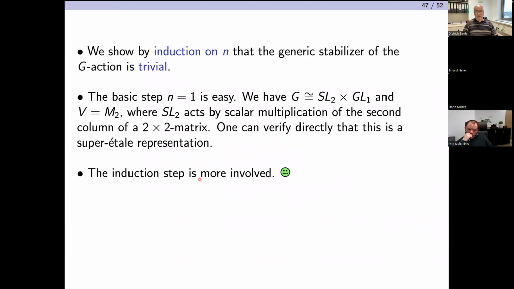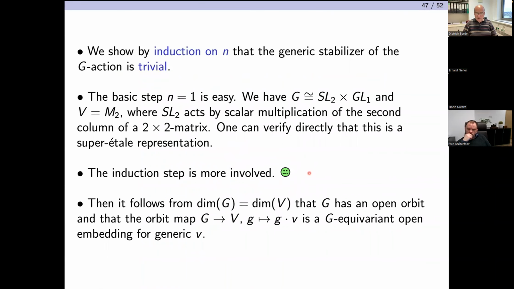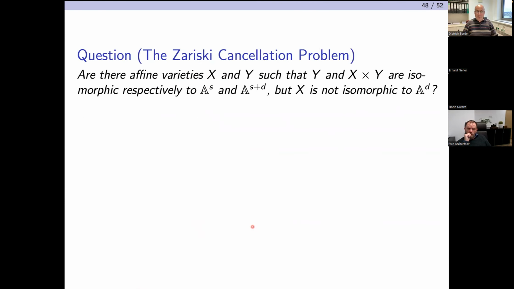Here I write the step is more involved, just to save time, because it's rather long. I'm not really able to do this. And then you see, okay, the dimensions are the same. It has an open orbit, and this orbit map is a G-equivariant open embedding. So that is enough to prove what we need. And that has, to come to the last 5 minutes, a rather interesting application, which we didn't know.